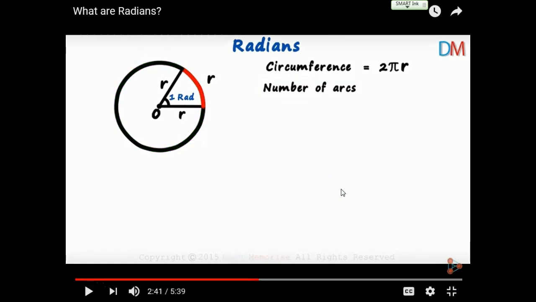So let's answer her question. What do you think? How many of those red R's would it take to get all the way around the circle? I heard 6.